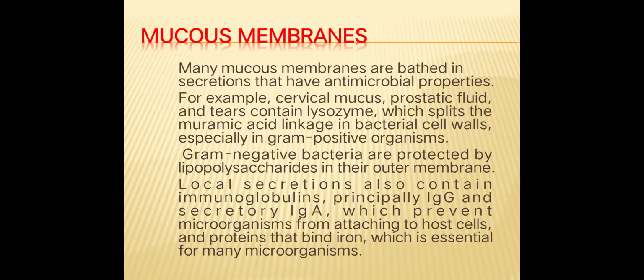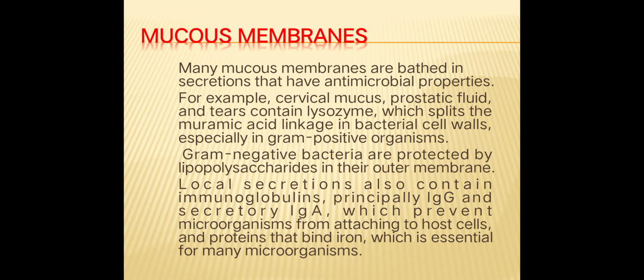Next one is the mucous membrane as a barrier. Many mucous membranes are bathed in secretions that have antimicrobial properties. For example, cervical mucus, prostatic fluid, and tears contain lysozyme, which splits the muramic acid linkage in bacterial cell walls, especially in gram-positive organisms. Gram-negative bacteria are protected by the lipopolysaccharides, that is LPS, which is present in the outer membrane.